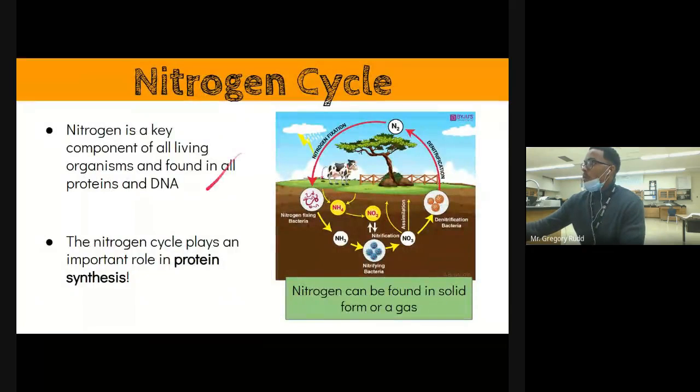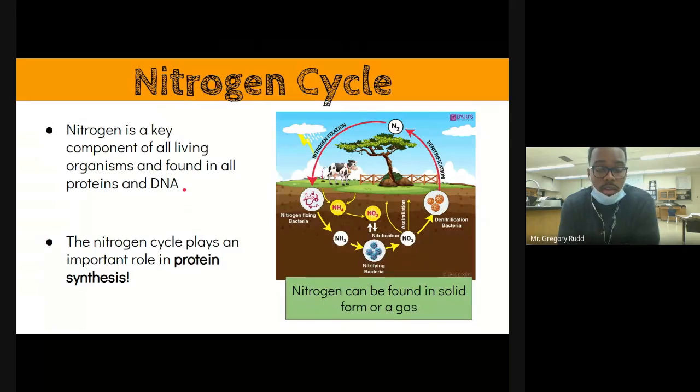The other of the two most important biogeochemical cycles is the nitrogen cycle. Nitrogen is a key component of all living organisms, and it's found, of course, in proteins and in DNA. Hopefully we remember that all the way back from Unit 1 and Unit 2. Because it's found in both DNA and proteins, nitrogen is an extremely important chemical in the process of protein synthesis. We need nitrogen, just like we need carbon.